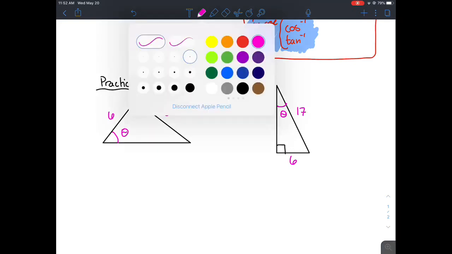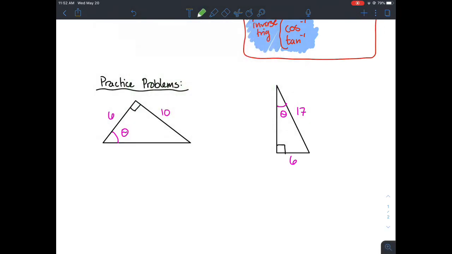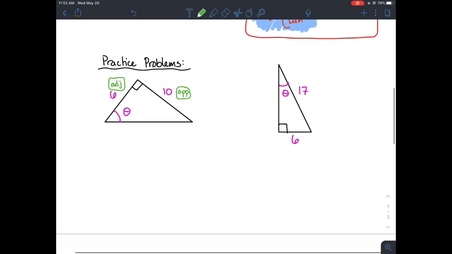So let's first start by assigning them their correct names. So if this is my reference angle, then 10 is going to be my opposite side, and the 6 is going to be my adjacent. And the only trig ratio that deals with opposite and adjacent is tangent. So we have tangent of theta equals the opposite over the adjacent.